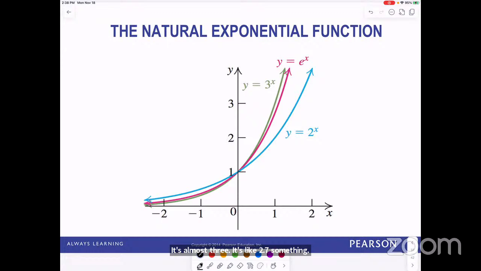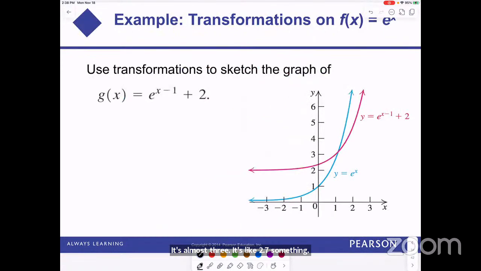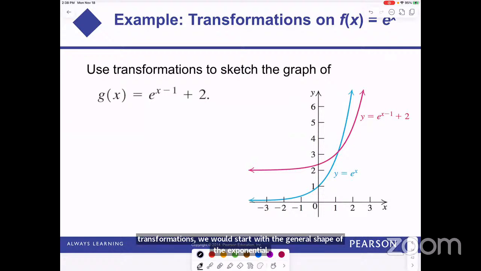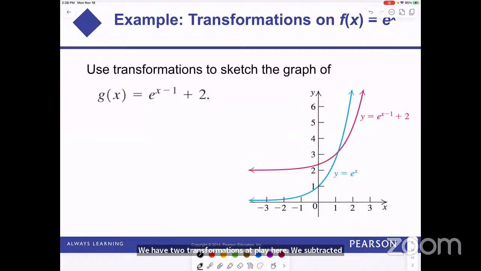And then if we wanted to graph these using transformations, we would start with the general shape of the exponential. We have two transformations at play here. We subtracted 1 on the inside of the base function, and we added 2 on the outside of the base function. So subtracting 1 on the inside will move the graph to the right by 1, and then the +2 moves it up by 2.